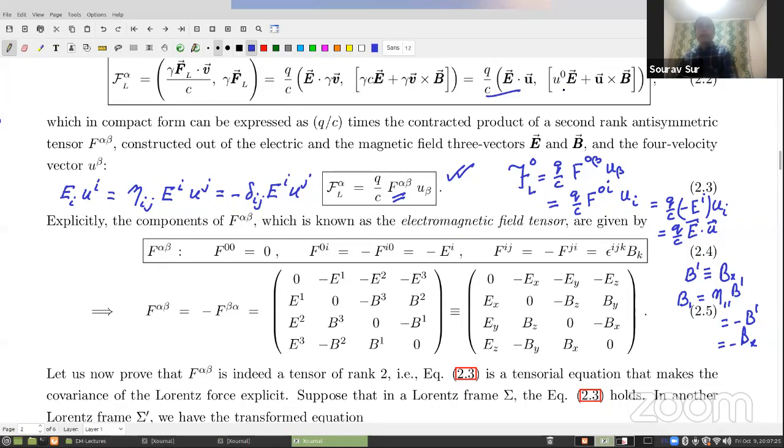Similarly, you verify the other component. When you put alpha as a space index, put Fi L, then this would be Q over C, Fi beta U beta. Now there could be Fi0 U0 plus Fij Uj. Two terms could be there, and those two terms will give you this, when you use these relationships. Please do try at home. So this is the covariant formulation of the Lorentz force equation.